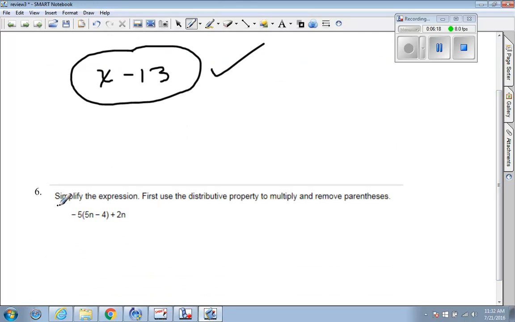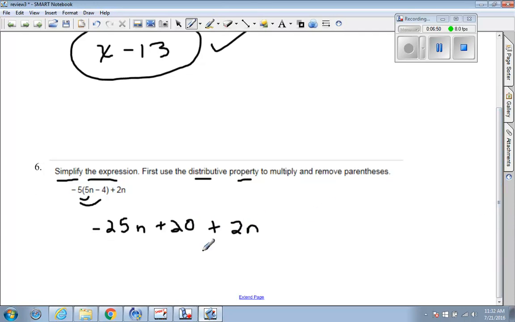Simplify the expression. Again, whenever I see simplify the expression, I know I'm not solving anything. I'm more or less just cleaning it up and combining like terms and using the distributive property and so on and so forth. So let's go ahead and use the distributive property here. So we're going to have negative 25n plus 20, because a negative times a negative is a positive, so plus 20, plus 2n.